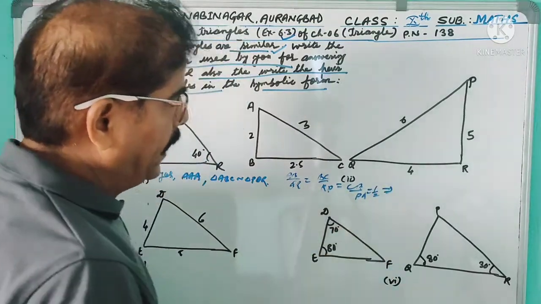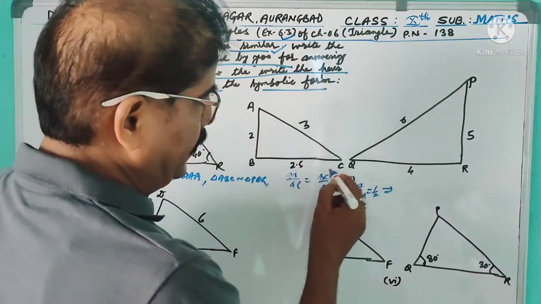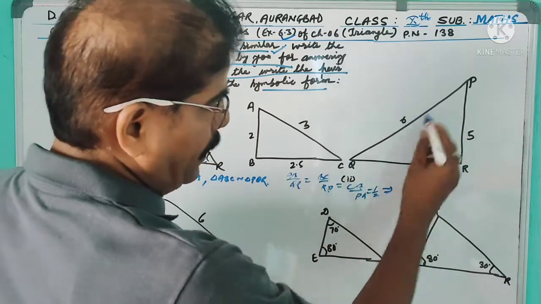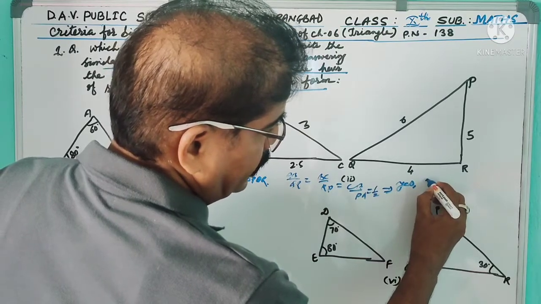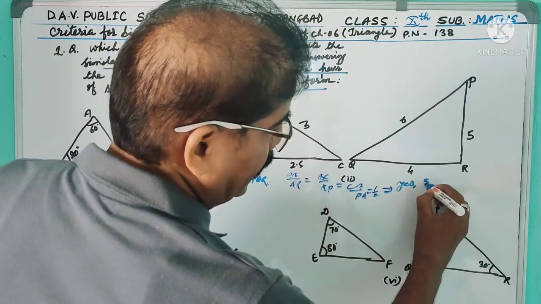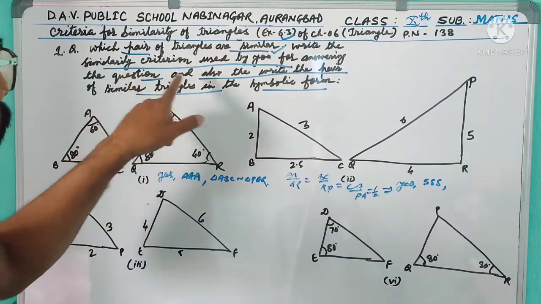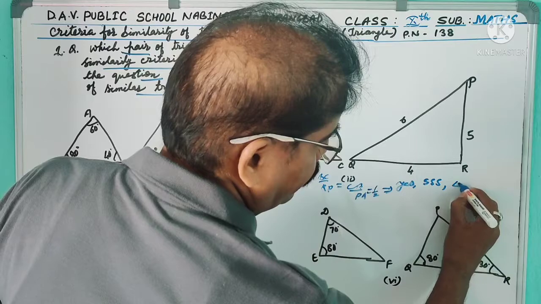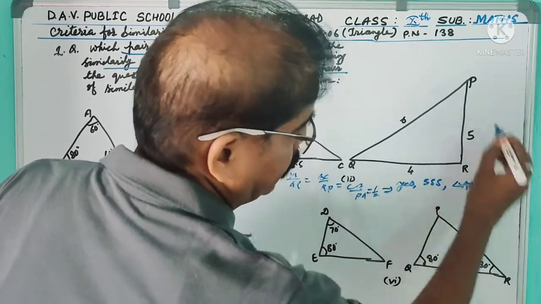So, we say that triangle ABC similar to triangle QRP. Your answer is yes, by side, side, side. Which criteria? Side, side, side. And also write the pair of similar triangles. So, triangle ABC similar to triangle QRP.